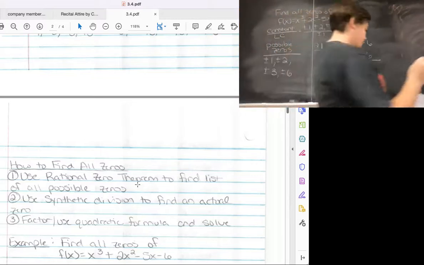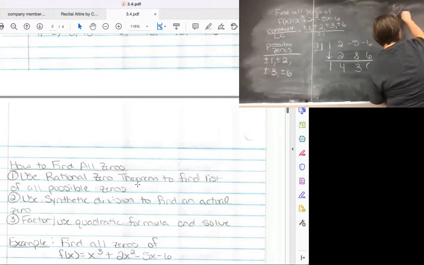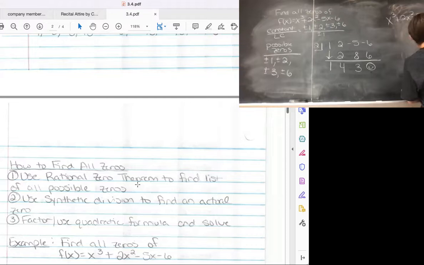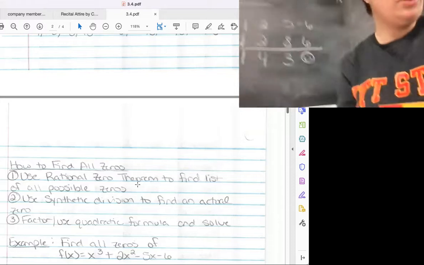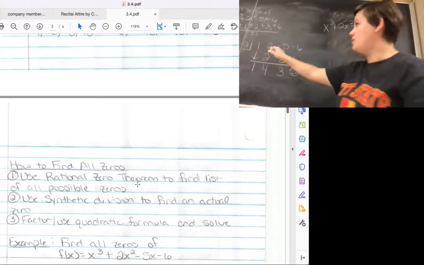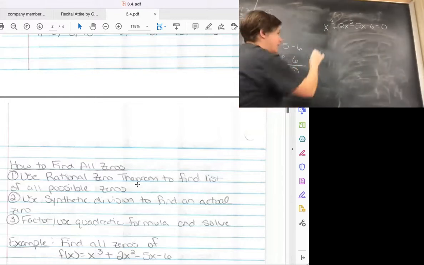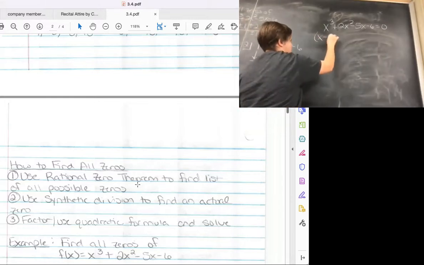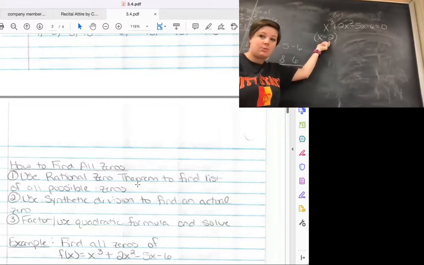So over here, I'm going to write the original x to the third plus 2x squared minus 5x minus 6 equals 0. What we just found out, oops, you can't see that. Sorry, let me slide it down. What we just found out was that 2 was a 0 or a solution. So remember from 3.3, we can write that as x minus 2, because if we set that term equal to 0, we say that x equals 2.